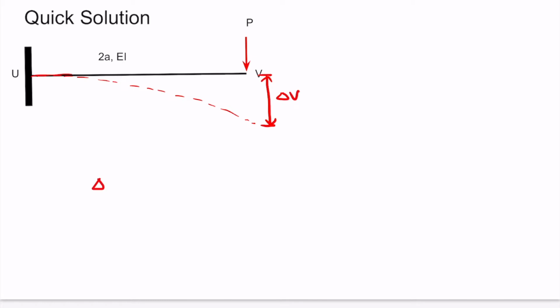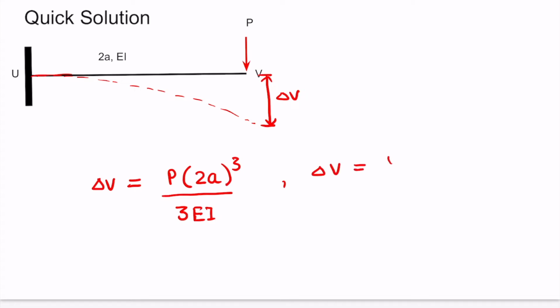So the value of delta V will be simply load, that is P, length cube, here the length is 2A, by 3 times the flexural rigidity of the beam. Here the flexural rigidity is EI. So we simply get a value of delta V as 8PA cube by 3EI.